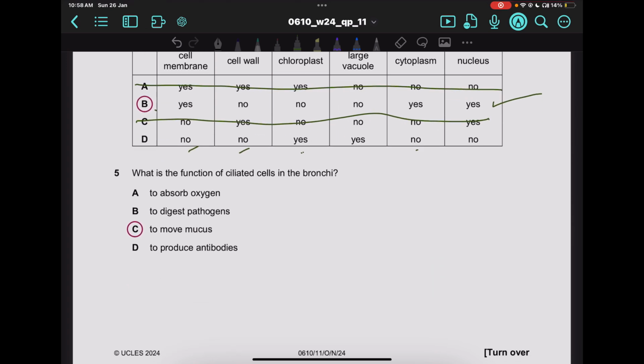Number 5 says, what is the function of ciliated cells in the bronchi? The ciliated cells are like having little hairs on them. If you guys remember, they are for moving the mucus around. So the answer is going to be C.